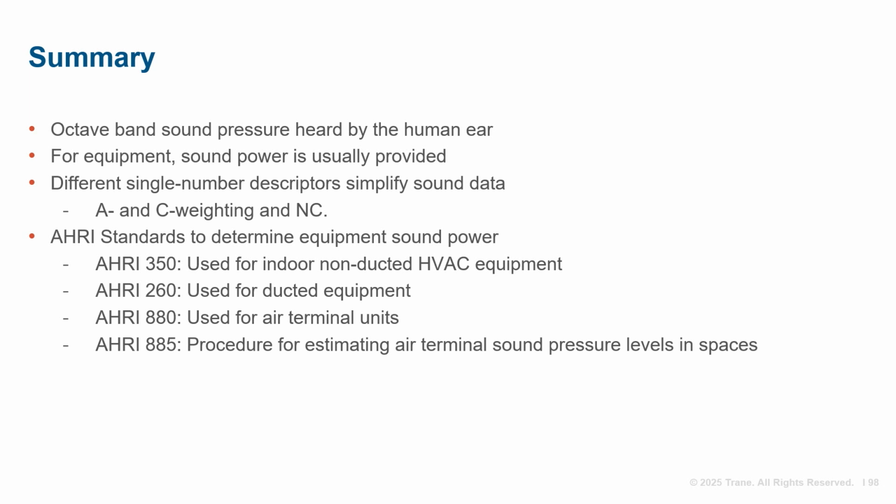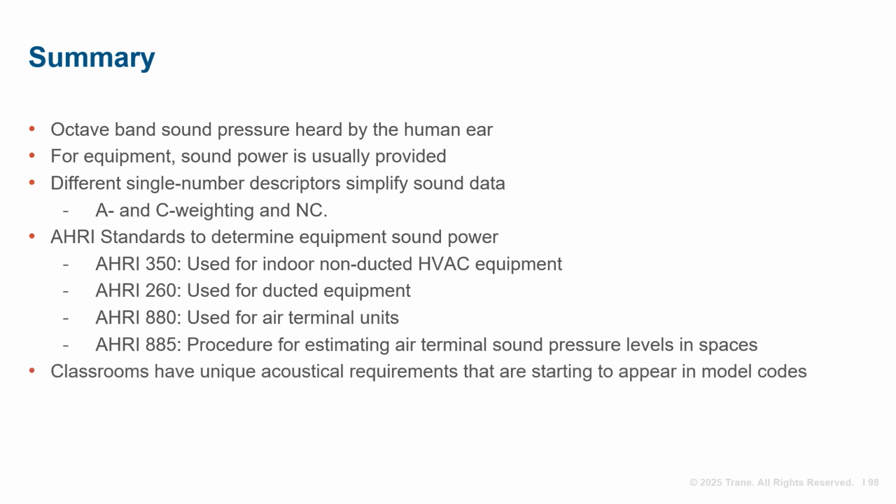AHRI 350 is used for indoor non-ducted HVAC equipment. Standard 260 is used for ducted equipment, 880 for air terminal units like VAV boxes, and standard 885 provides procedures for estimating air terminal sound pressure levels in spaces.